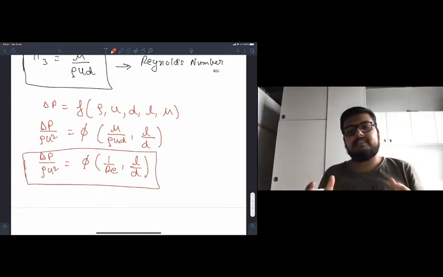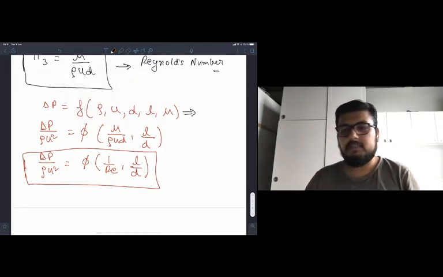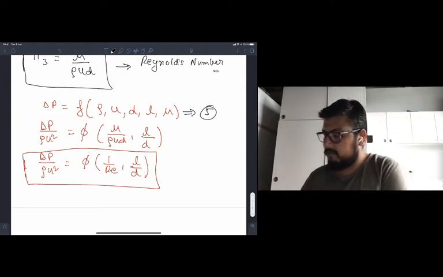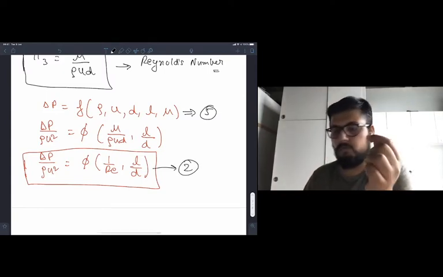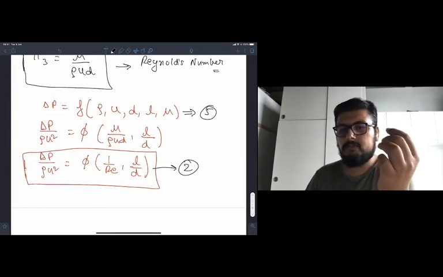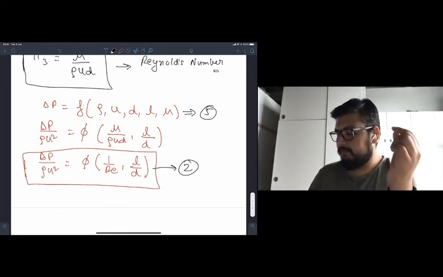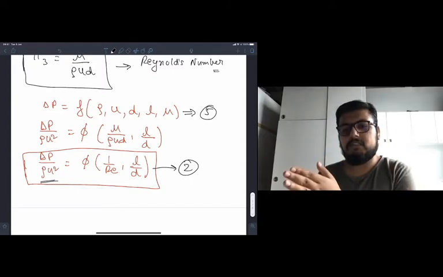So what this analysis has done is that it has reduced the number of variables from 5. So here you have 5 different variables which you can tune. We can tune the density, velocity, diameter, length, and viscosity, right? So from these 5, it has reduced the number of control parameters to 2. So if we know the Reynolds number of the flow going through a pipe, and we know its aspect ratio, then we can calculate the pressure drop across the pipe.